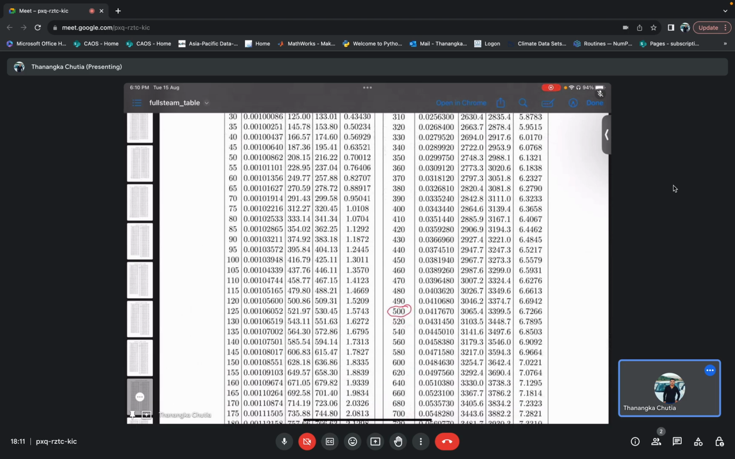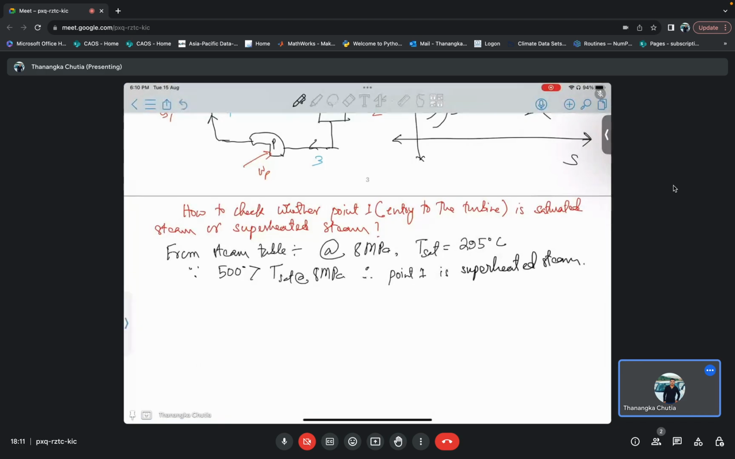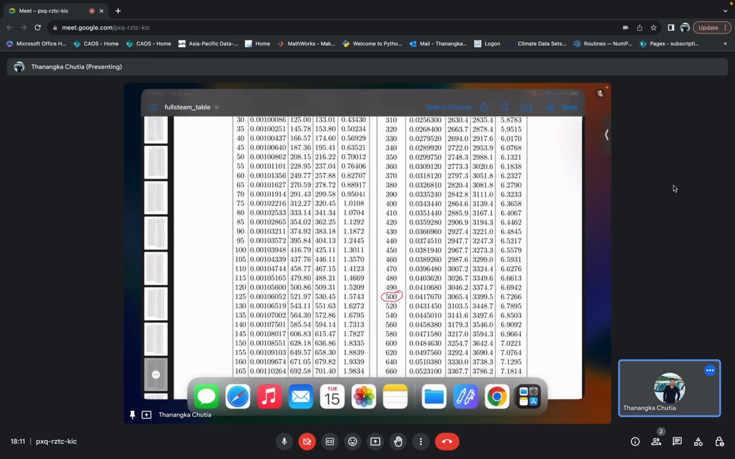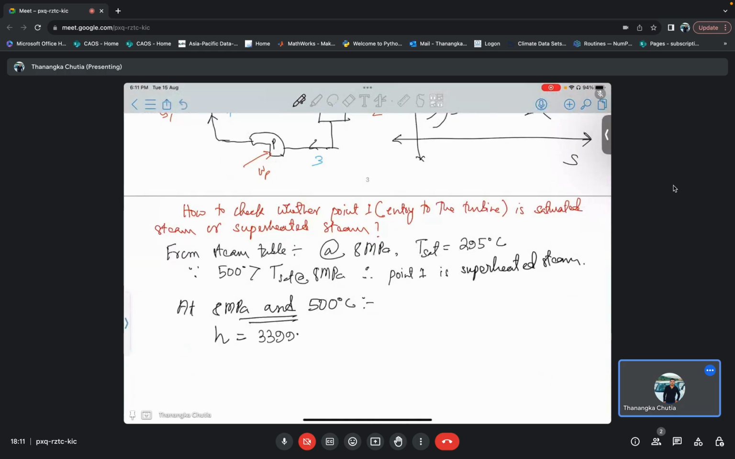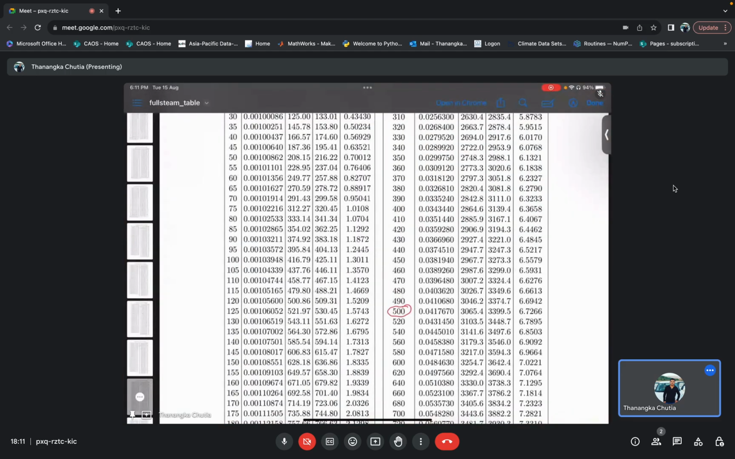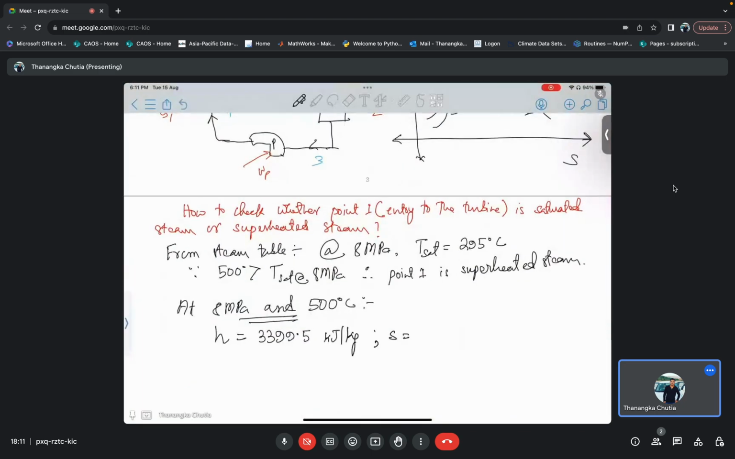Okay, so at 500 degrees Celsius, what we can write at 8 megapascal and 500 degrees Celsius, my H is equal to 3399.5 and my S is equal to 6.7266 kilojoule per kg Kelvin.